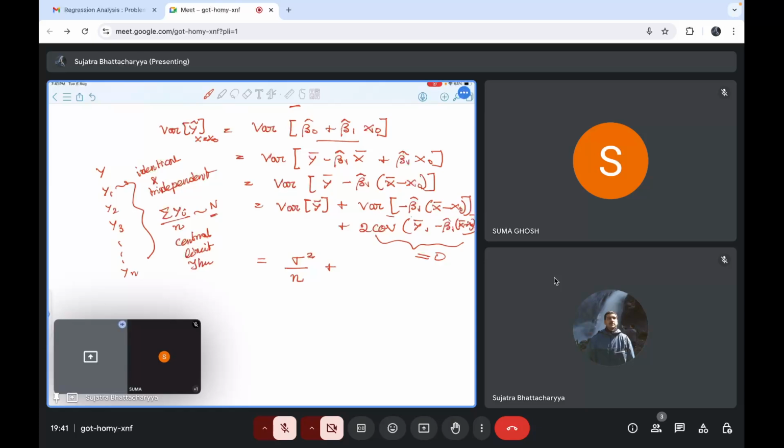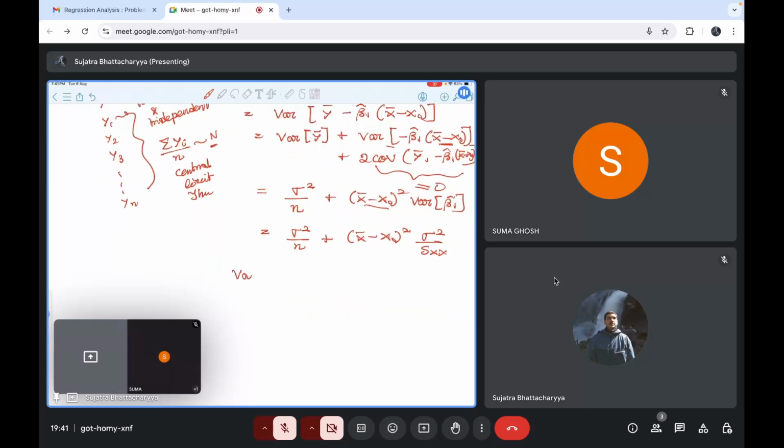What about this? Variance of some constant. This is constant, x bar minus x naught. So I can write (x bar minus x naught) whole square. If you take the minus also, it will be plus. Because this is a constant, you can just take it out. So it becomes sigma square by n plus (x bar minus x naught) whole square times variance of beta 1. Variance of beta is, we have seen, sigma square by sx.